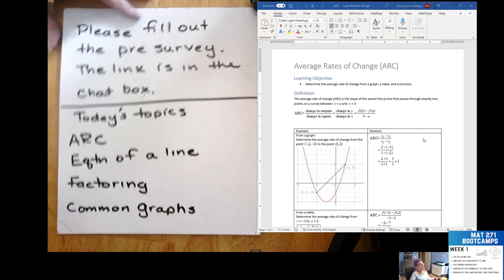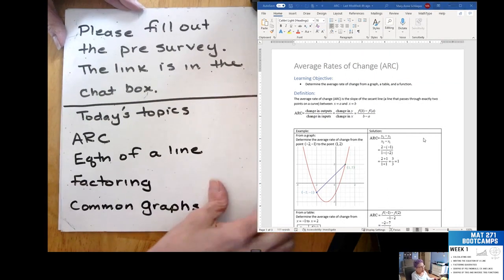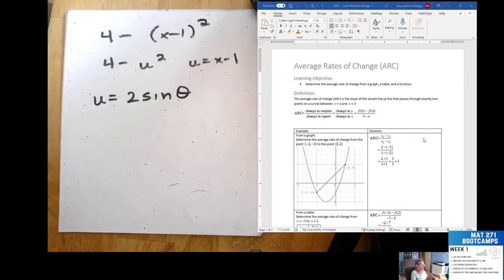So first thing we're going to talk about today is average rates of change, which you have probably done a lot of practice with if you've done your WebAssign for the first couple of sections.